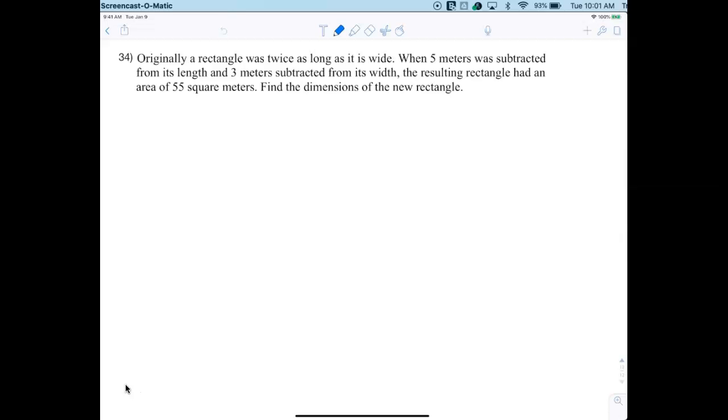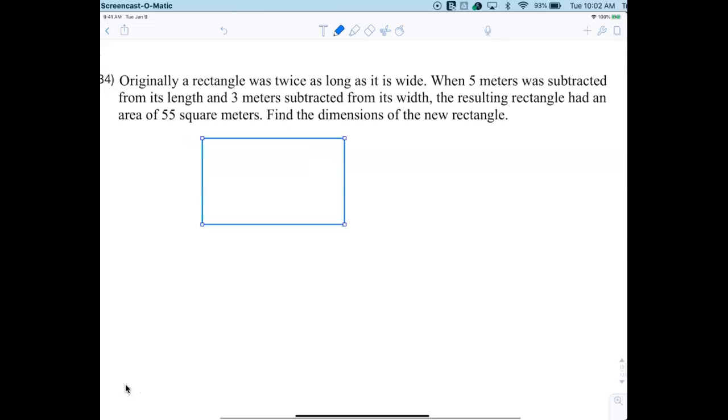So again, it says originally a rectangle was twice as long as it is wide. So what I want everybody to do is we're just going to draw the rectangle. There's my rectangle. It's twice as long as it is wide. So what I'm going to do now is put this as W, and I'm going to put this as L.